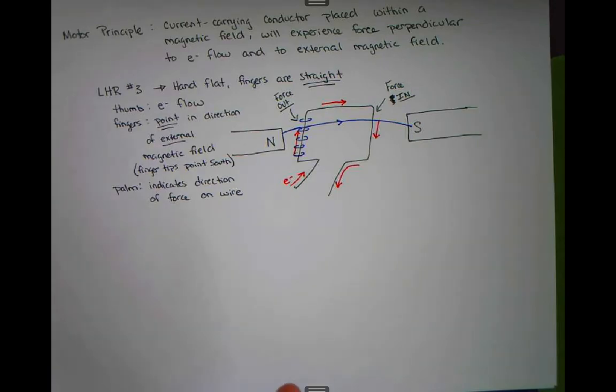We've applied it to wires here, but it also applies to particles. So you could have just one single electron that's being shot through an external field, which you'll see in some of the problems that we look at a little more advanced.